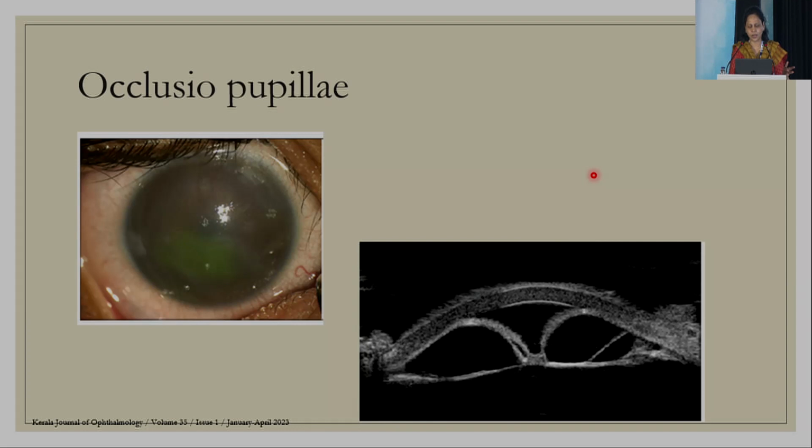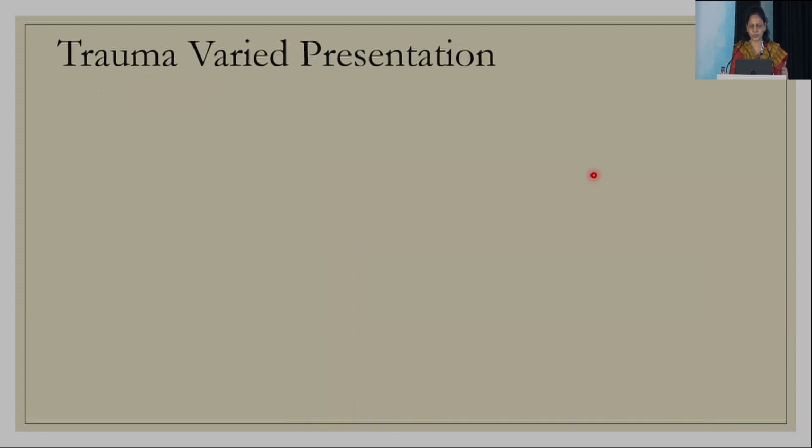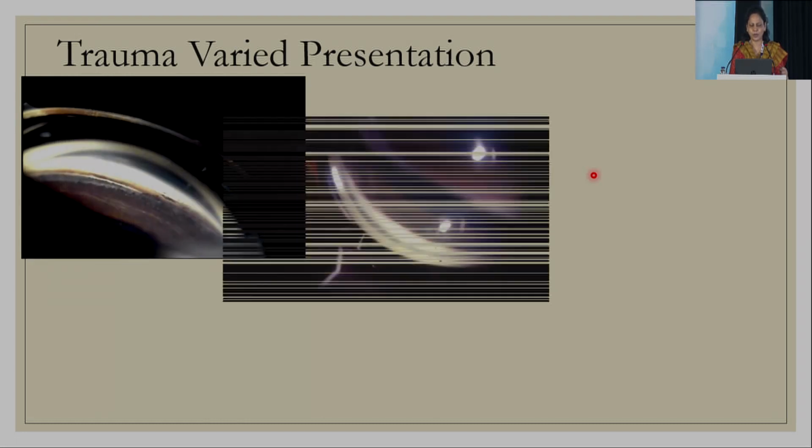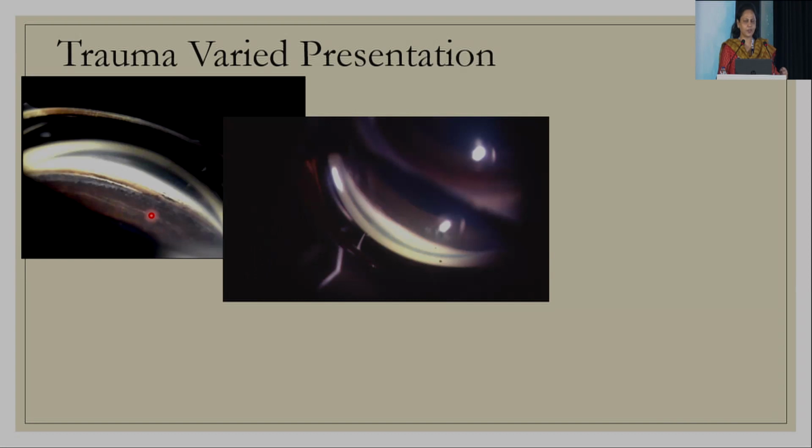Now this is again, I can say, an opaque cornea, showing you this kind of image. Trauma could be manifesting in this way or could be this way. Any difference? These two are traumatic eyes, but this one is having a high IOP and this one is having a low IOP.